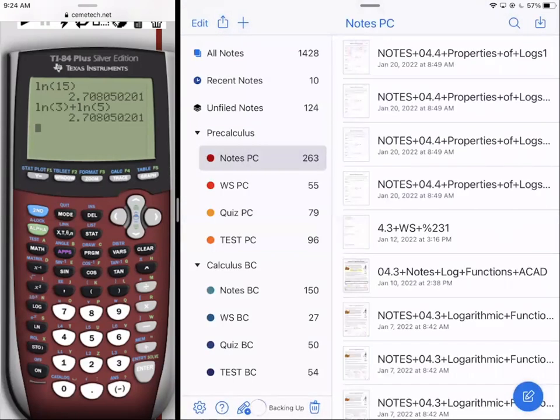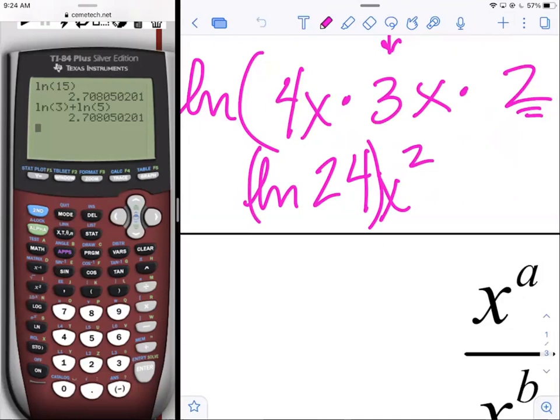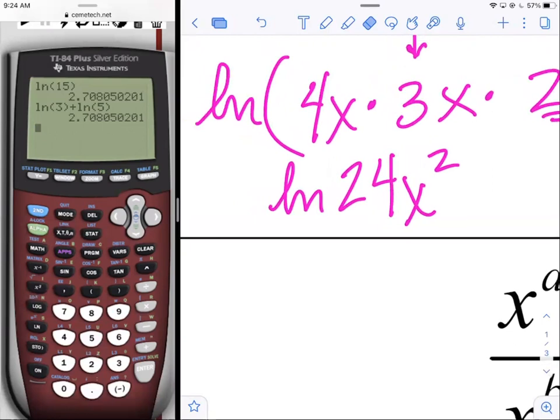Whoa, what did I do? Okay, I tried to undo it, but I hit the wrong button. Don't panic, right? Just stay calm like I did. 24x squared. Okay, 24x squared.